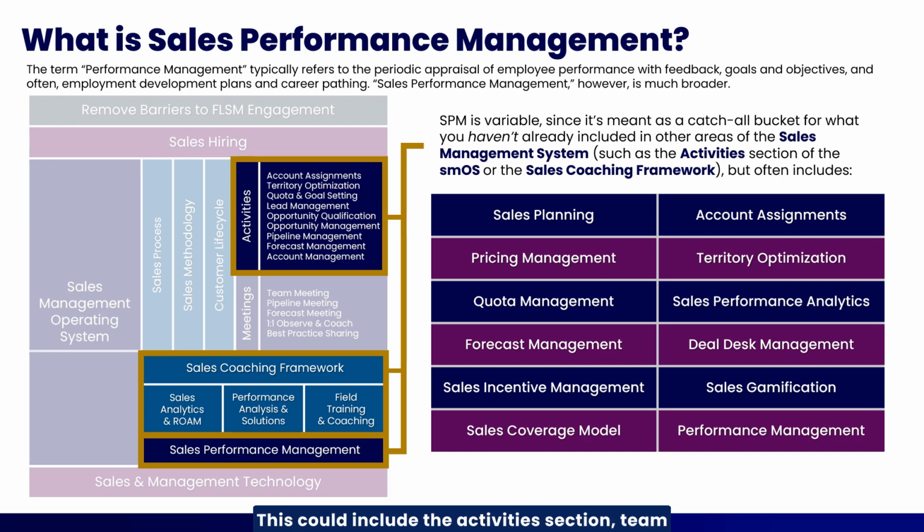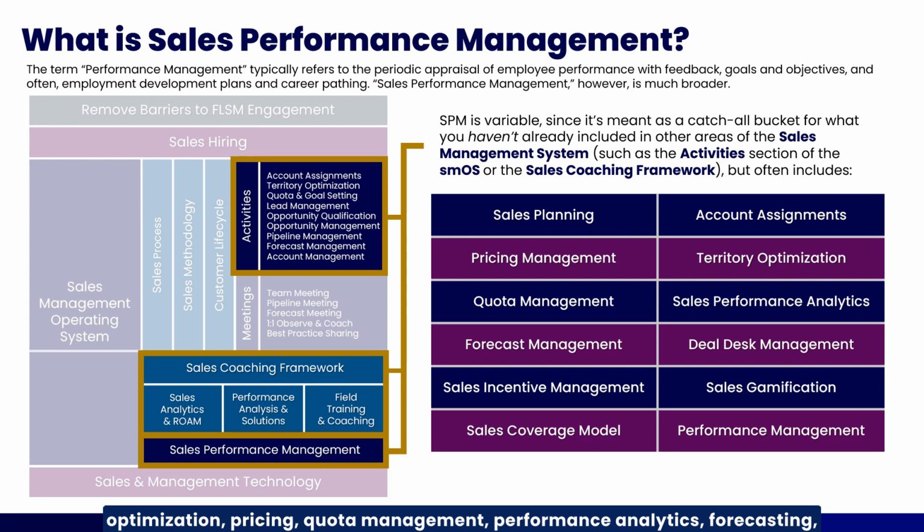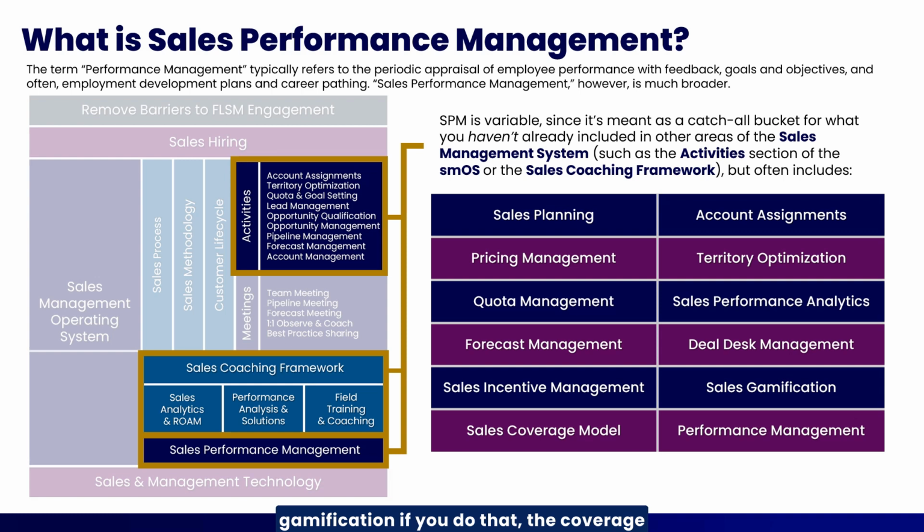This could include the activities section, team meetings, and the coaching framework, but also often includes the other things you see here: sales planning, account assignments and territory optimization, pricing, quota management, performance analytics, forecasting, deal desk management, sales incentives and compensation, gamification if you do that, the coverage model, and overall performance management. Much of this also falls under the bucket of sales or revenue operations and certainly includes the things that your sales managers must excel at.